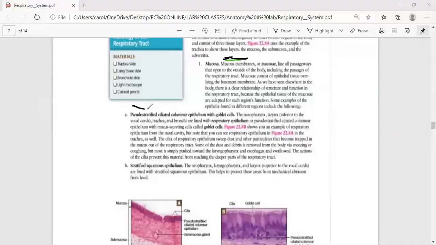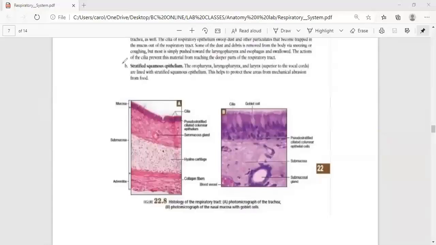Right here you have pseudostratified columnar. And you can see here also the goblet cells, and right here you can see the cilia. In addition to that, we also have, as you can see here, stratified squamous. You're going to have that in your throat, right? Basically, it says here the oropharynx, this is basically your throat, right behind your mouth.